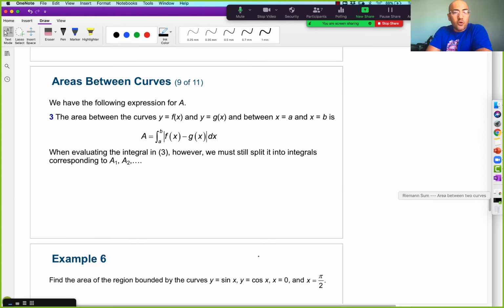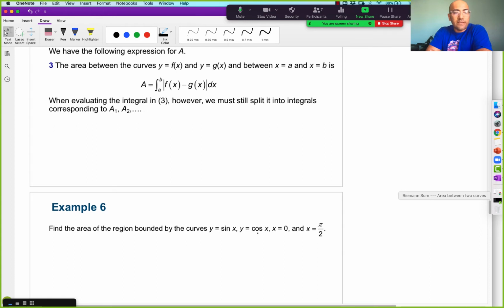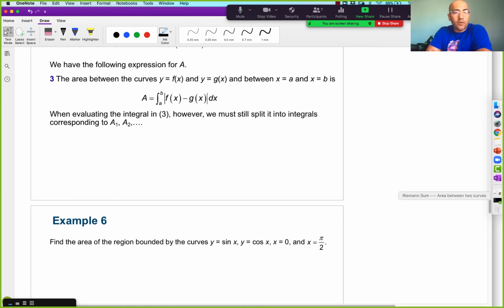Good. So we have the following expression for area. The area between the curves y equals f of x and y equals g of x, and between a and b, equals the integral from a to b of the absolute value of f of x minus g of x dx. When you evaluate the integral, we must split the integral into little corresponding regions, a sub 1, a sub 2, a sub 3, dot, dot, dot, such that we can rewrite this absolute value. We can get rid of the absolute value by rewriting it in the proper order in the regions, giving you a positive answer. And so sometimes it'll be f of x minus g of x, and sometimes it'll be g of x minus f of x, depending on which function is higher in each individual area. Good. I hope that kind of made sense.